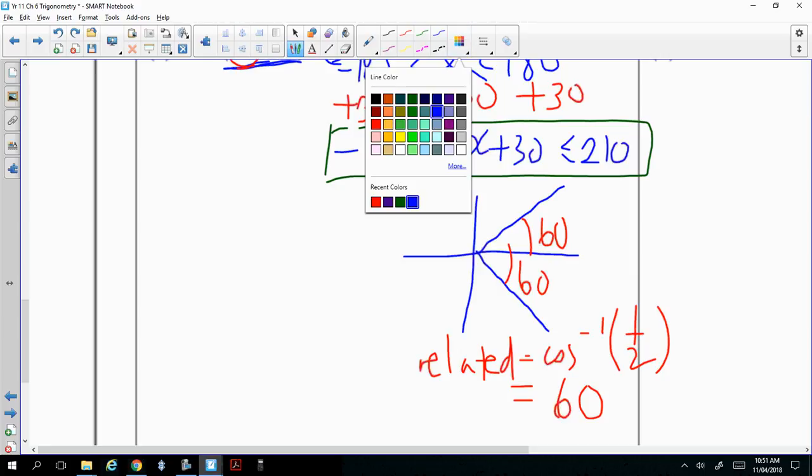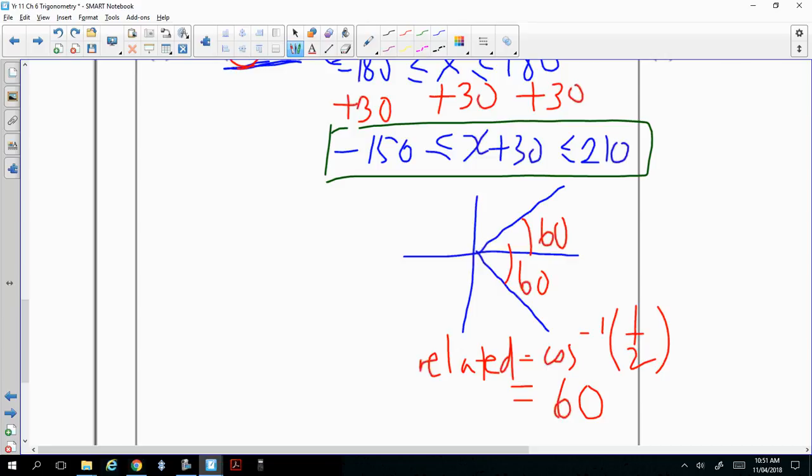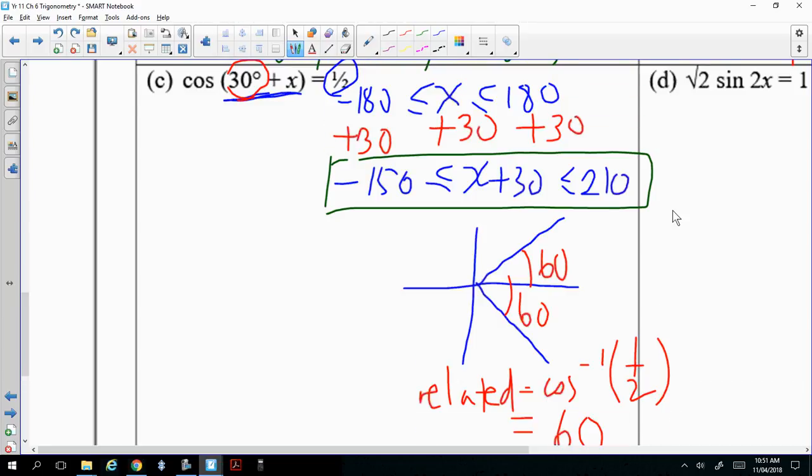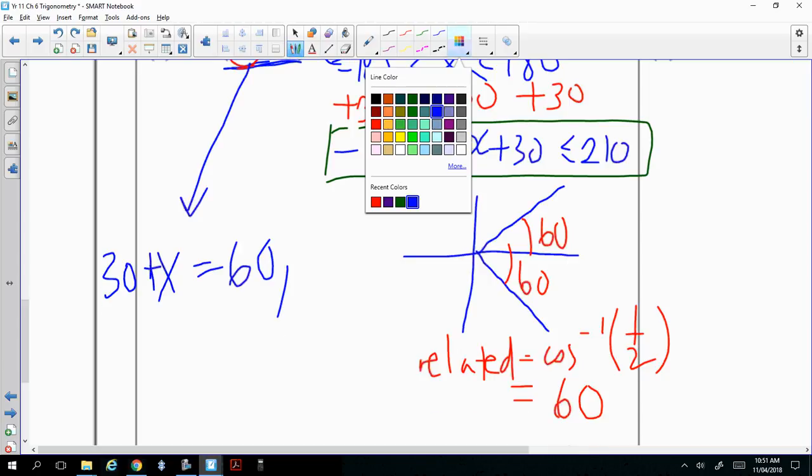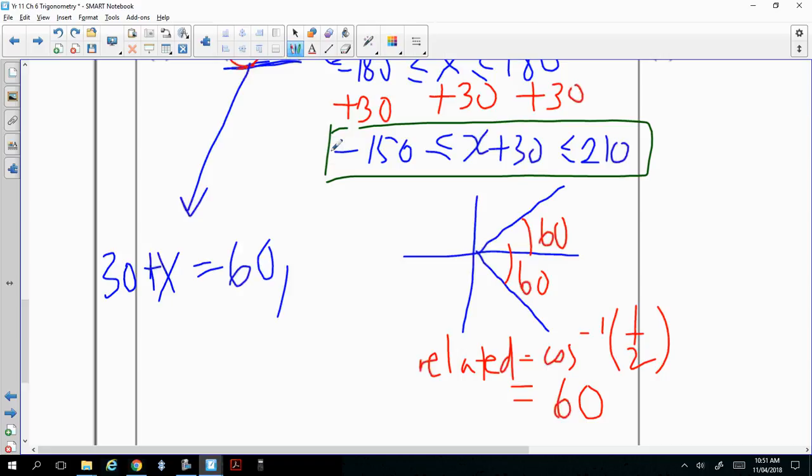And once you do that, you can then start to find x. Now remember, you're not finding x first, you're finding 30 plus x first. 30 plus x equals 60 in the first quadrant. But in the fourth quadrant, I cannot go like this, because that will be more than 210. So I can't do that.